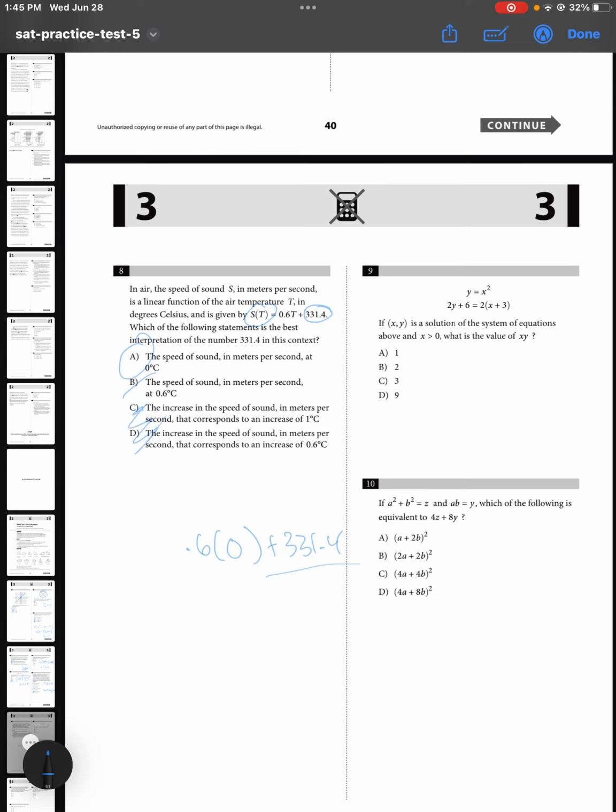Okay, 9. If (x, y) is the solution to the system of equations above, next one. Okay, yeah. So we're literally just solving for x, y. So we'll plug in x squared every time there's a y. So 2 times x squared plus 6 equals 2x plus 6. So 2x squared plus 6 equals 2x plus 6.